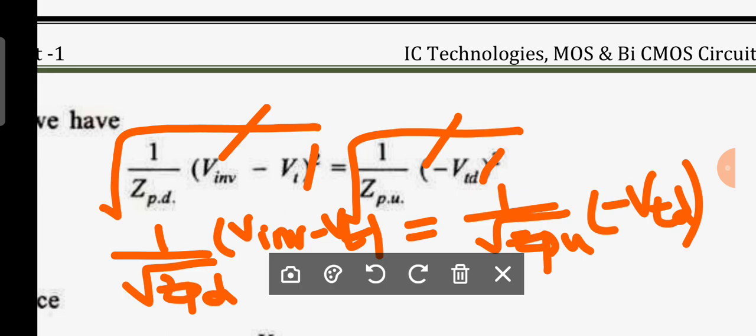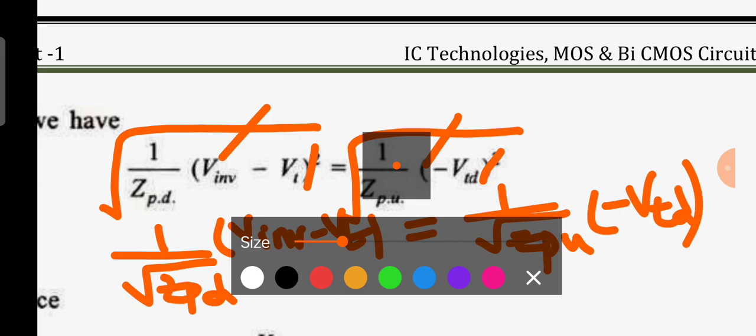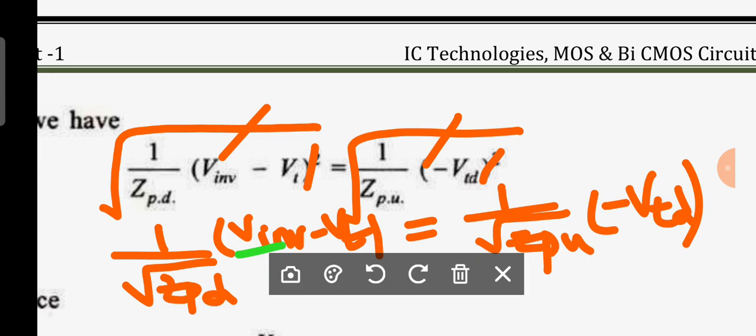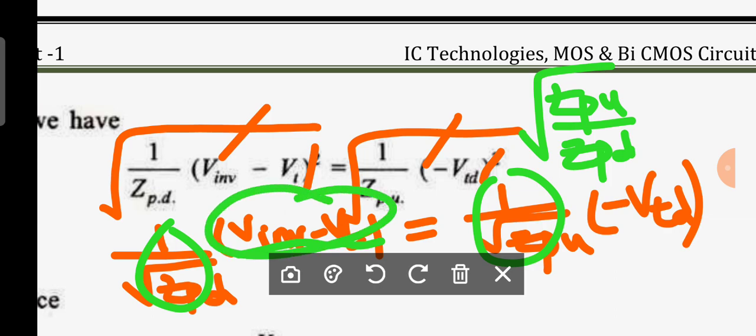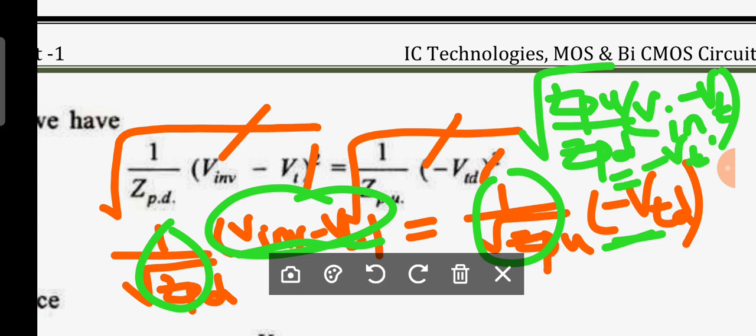that what should we have to do? Yeah, absolutely. We require V inverting, therefore you can observe that after splitting these two, or else you can take the ZPU by ZPD. What is happening after taking ZPU by ZPD? Observe that square root of ZPU by ZPD into this term. Is it clear? What is this term? V in minus Vt is equal to minus VTD. I hope you are clear.